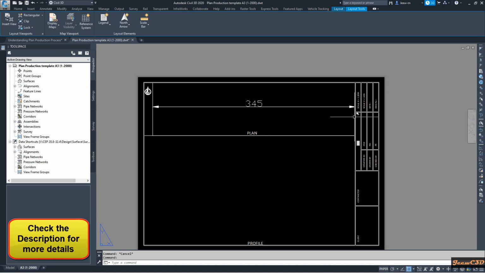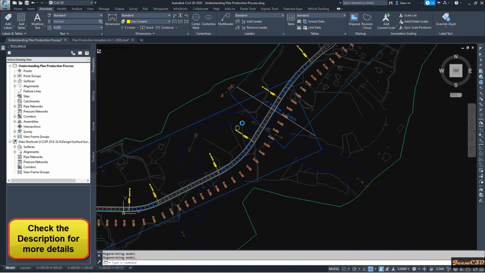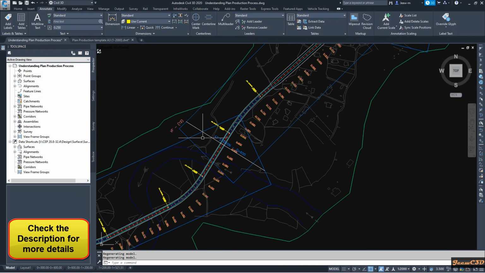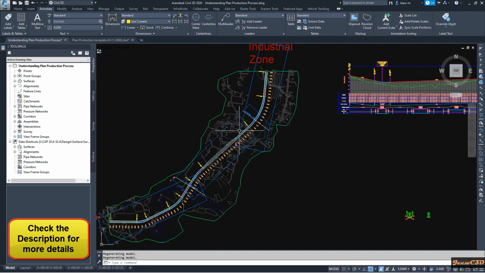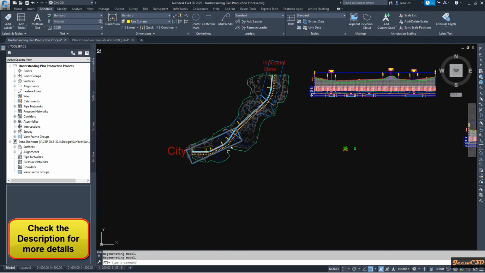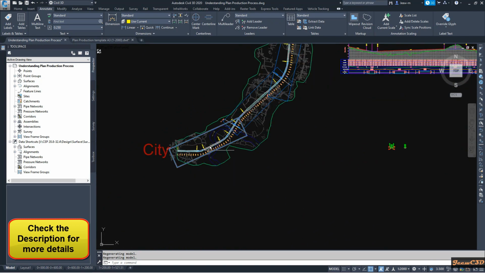We cannot show 700, even though it is the nearest 100 value. Maximum 690, because this is 345 into 2, it is 690. So the nearest 100th value is 600 meters. That is why these view frames are divided into 600 meter sections. That is how we get that 600 meter section.